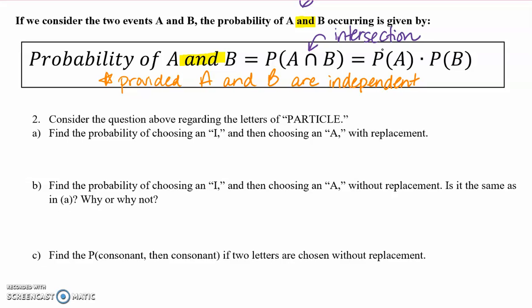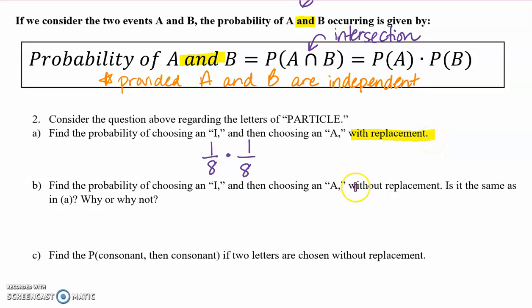Consider the question above regarding the letters of "particle." Find the probability of choosing an I and then choosing an A with replacement. So now we're picking 2 letters and we're definitely replacing those letters. So we have 1, 2, 3, 4, 5, 6, 7, 8 letters, and there is 1 I, so we have 1 out of 8. And we're going to choose an A, and there's only 1 A. So we multiply by 1 out of 8 because we're replacing.